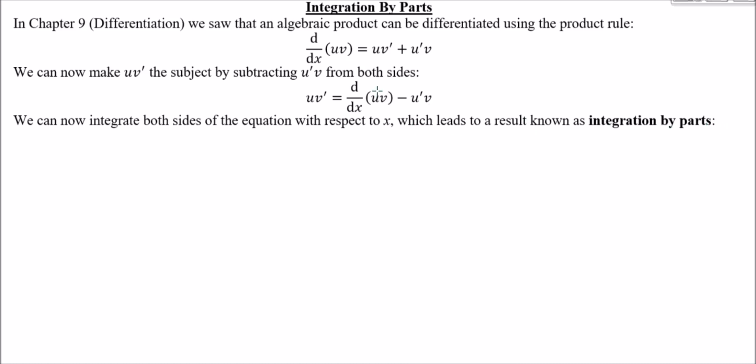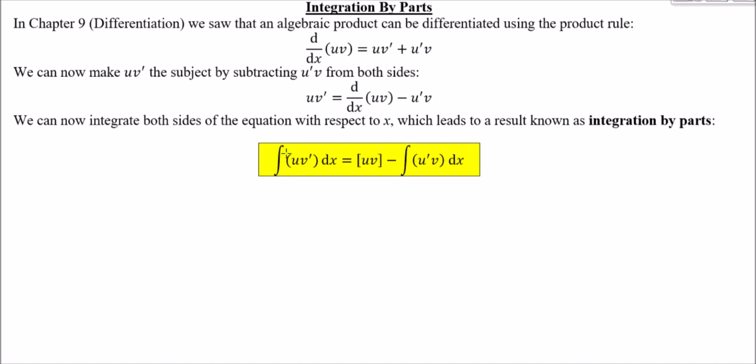So it's by parts because there's two different parts to it, and if we just integrate both sides, we'll get this result. So uv dashed becomes integral of uv dashed dx. The derivative of uv, if we integrate it, we'll just get uv back itself, because integration undoes the differentiation here. So we just get the product of u and v. And then minus u dashed v becomes minus the integral of u dashed v with respect to x.